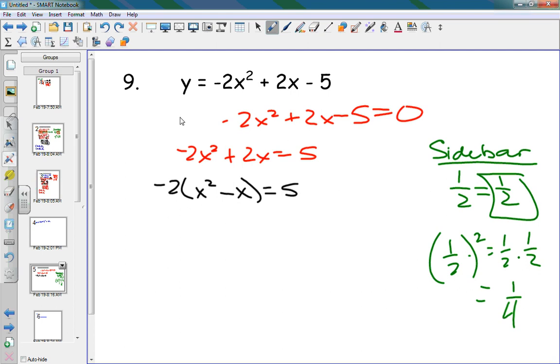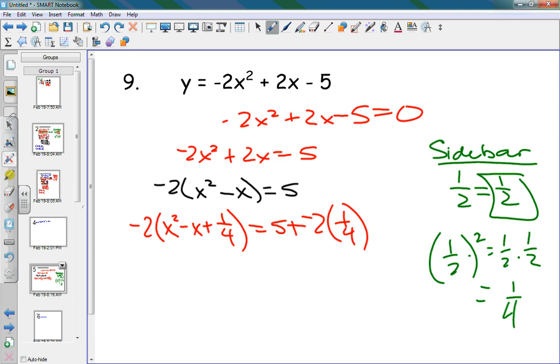Okay, now, what am I going to add to both sides? Where am I going to add it to? Inside the parentheses, so I have -2 times x squared minus x plus 1/2, 1/4, sorry, is equal to 5 plus what? Very good, Mackenzie. -2 times 1/4.